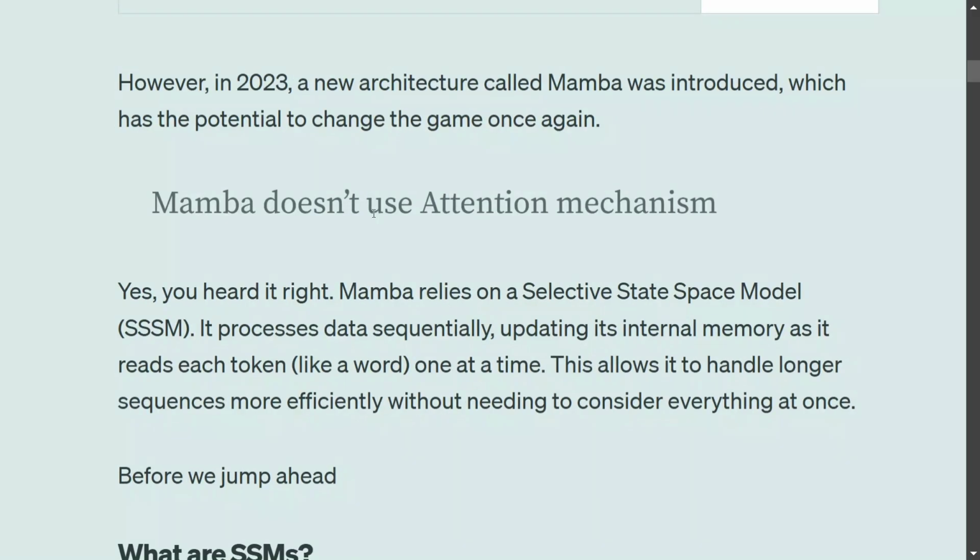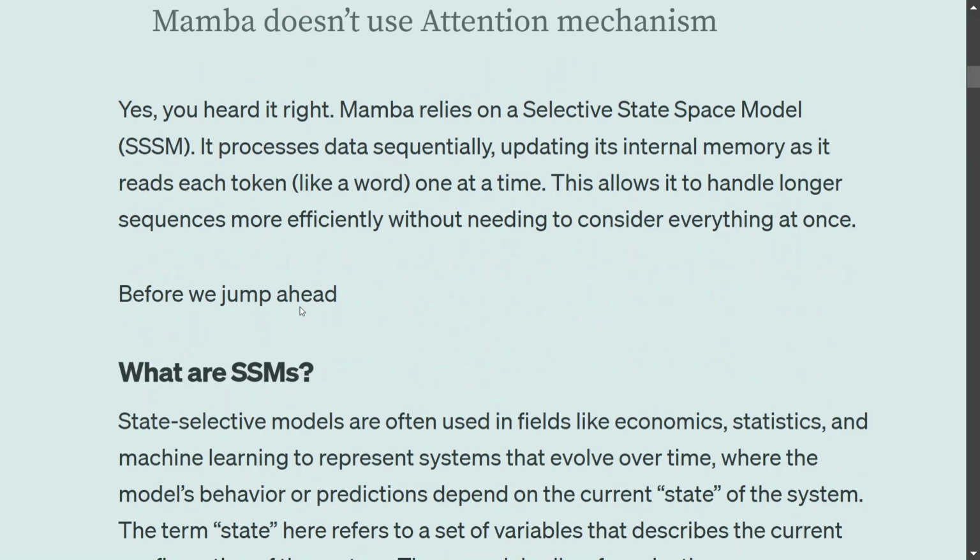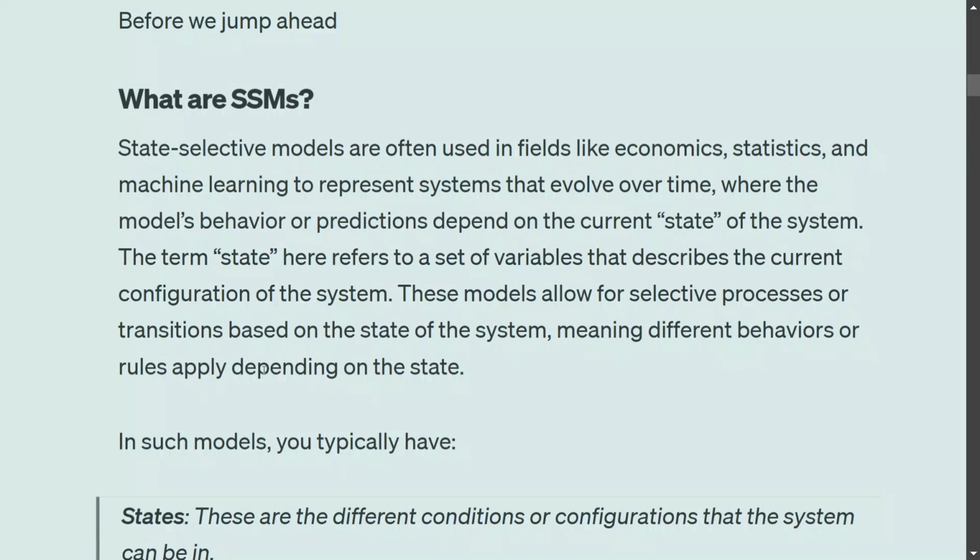So basically, as I already mentioned, Mamba doesn't use attention. Rather, it uses a new mechanism called selective state space model. So we will be talking a little about this particular thing, that is SSM, in detail and try to understand how it is different from attention. So first of all, let's try to understand what SSMs are.